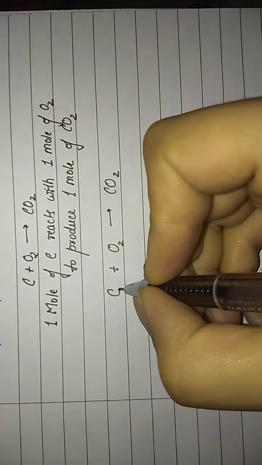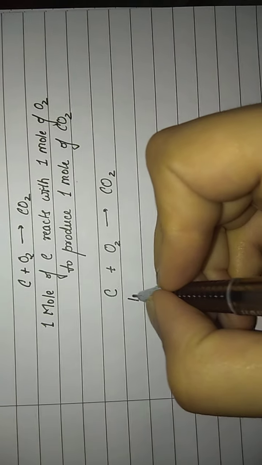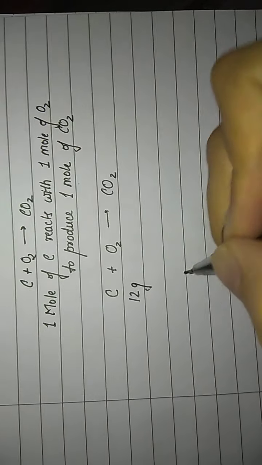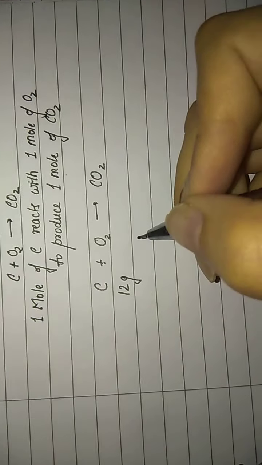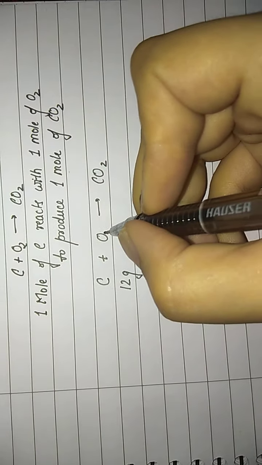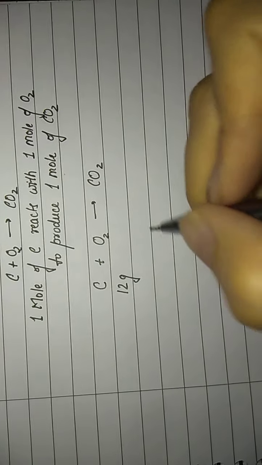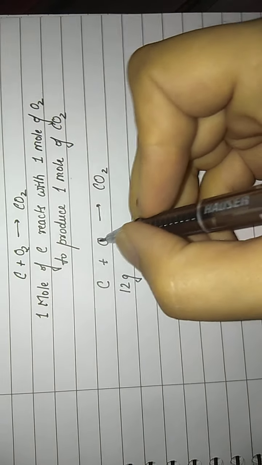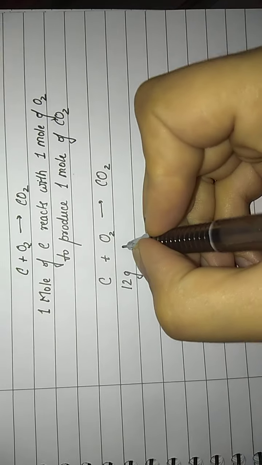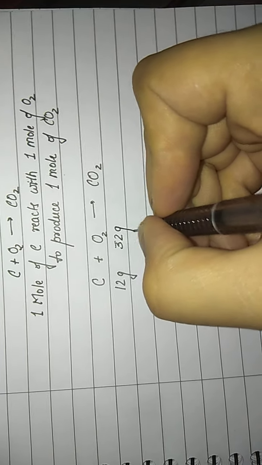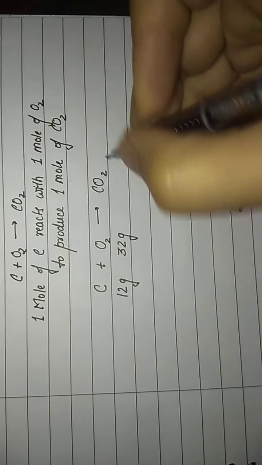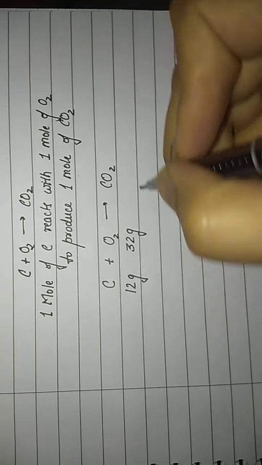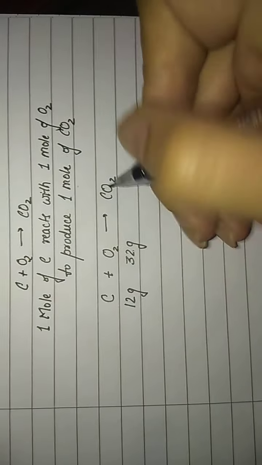Okay, we know that the mass of carbon is 12 gram in 1 mole. You can also write 12 gram per mole. Mass of oxygen atom is 16 gram per mole. So the mass of O2 molecule will be 32 gram per mole. I am not writing per mole in order to save space here.